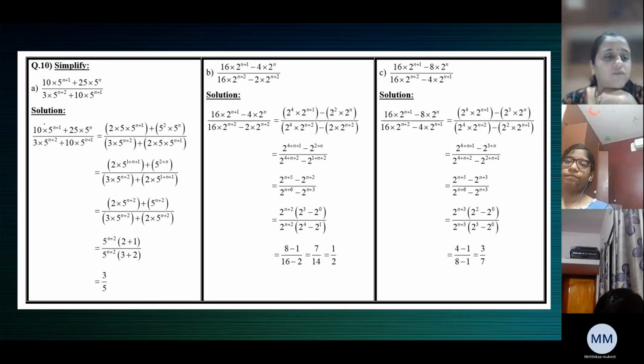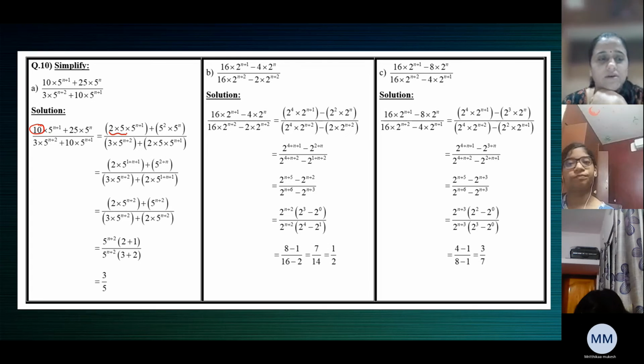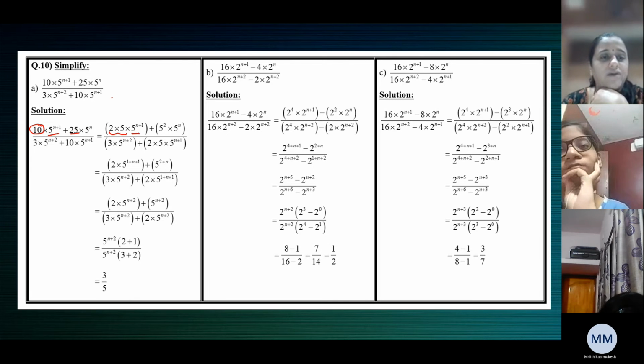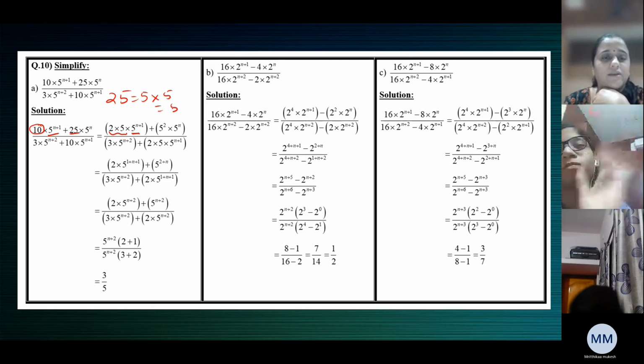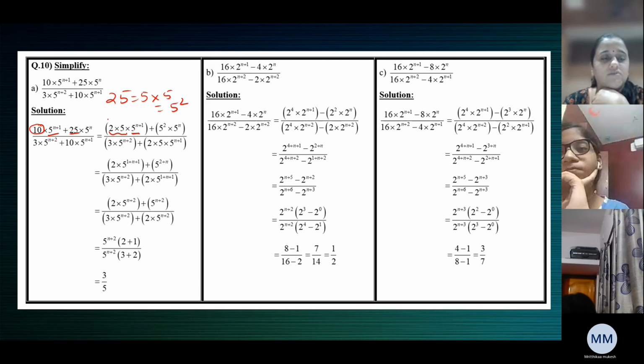Okay, fine. So the first step is we write 10 as a product of its prime factors. So it's 2 into 5. And this one, 5 to the power n plus 1 as it is. And in the second bracket, 25 is 5 into 5, which is nothing but 5 squared. So 25 is written as 5 squared and this 5 to the power n.